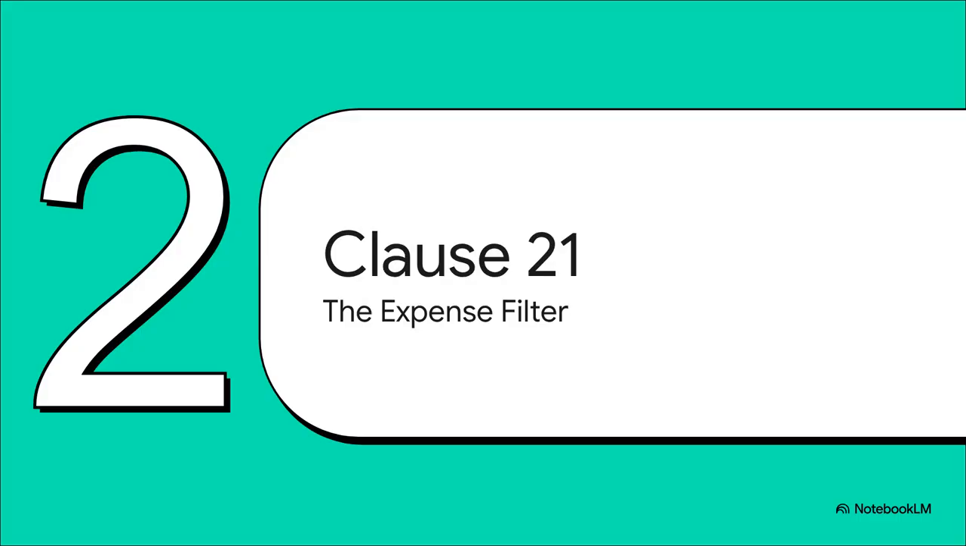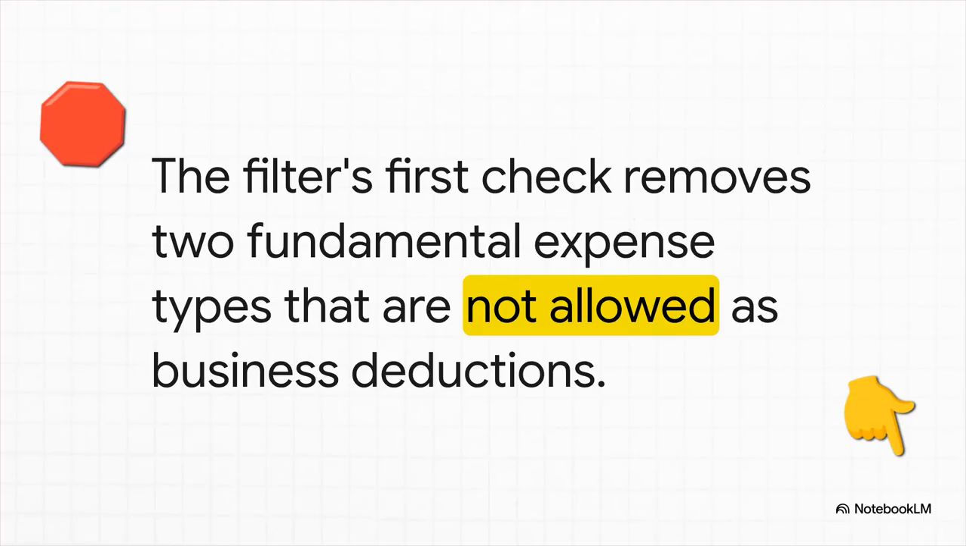All right, so how does this expense filter actually work? Let's break down the main kinds of spending it's programmed to catch. Okay, first things first. The filter's initial job is to knock out two huge categories of spending that the tax code says have nothing to do with your day-to-day operations. This is the most basic check.